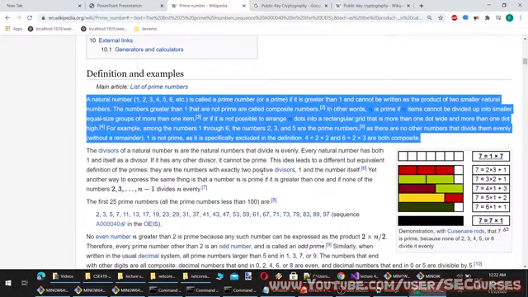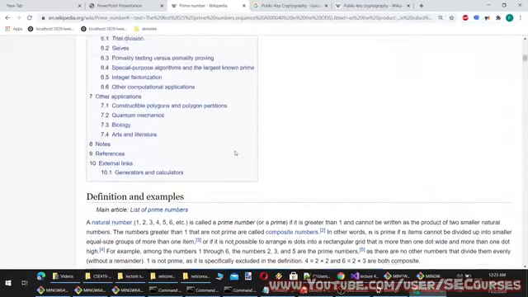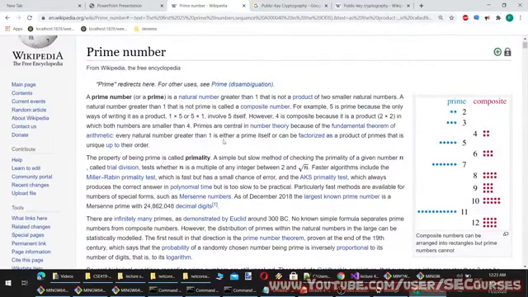For example, among the numbers 1 through 6, the numbers 2, 3, and 5 are the prime numbers, as there are no other numbers that divide them evenly, without a remainder. 1 is not prime, as it is specifically excluded in the definition. 4 equals 2 times 2 and 6 equals 2 times 3 are both composite. So for a number to be prime, you cannot split it into smaller groups, except one.